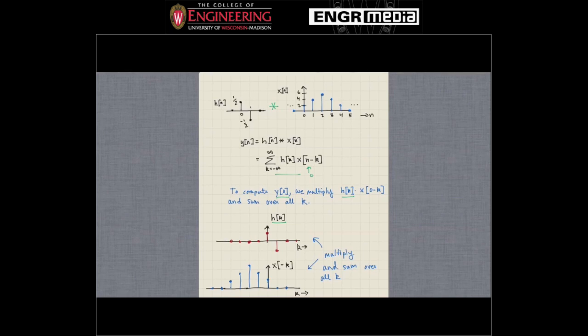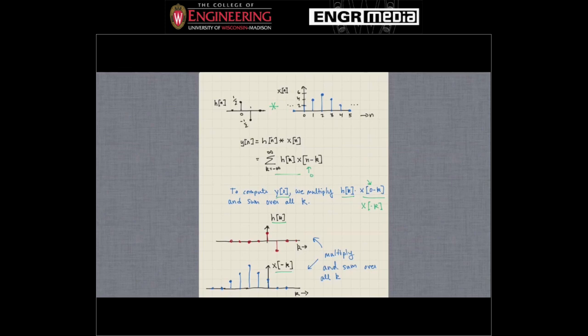But now we also want to plot x of 0 minus k. Remember, we're looking at the output at n equals 0, so we replaced n with a 0. So this is really just x of minus k. I'm plotting that down on this last plot on the screen. And you can see that plotting x of minus k actually flips the horizontal axis, because now we're not plotting just x of k, we're plotting x of minus k.